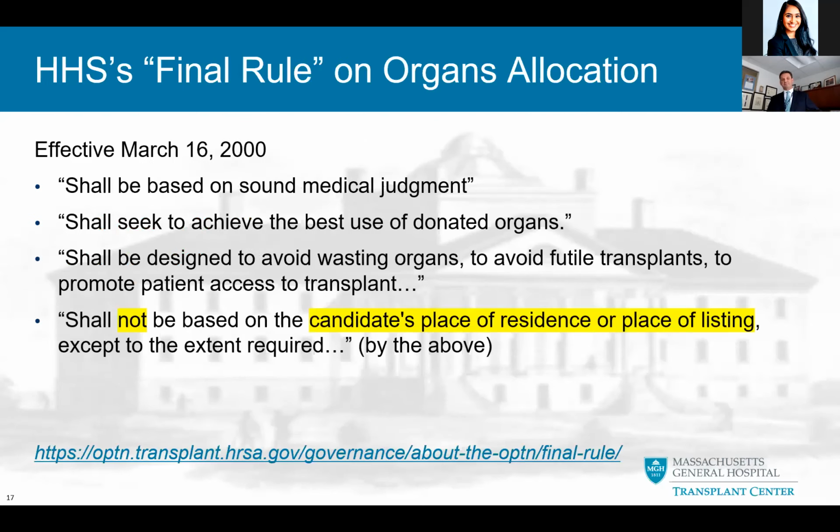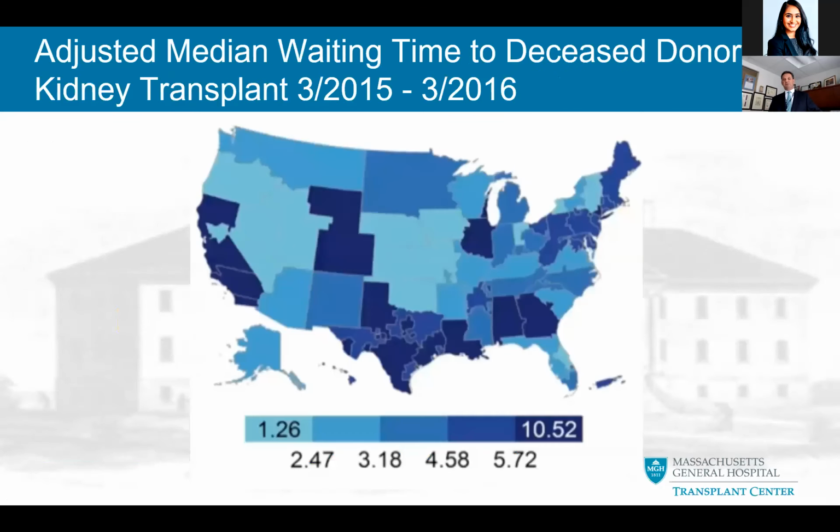Now, although these all went into effect in 2014, the Department of Health and Human Services, which oversees the OPTN, had the final rule on organ allocation implemented in 2000, talking about sound medical judgment and best utilization of organs to drive organ allocation, but also mentioning that organ allocation shall not be based on the candidate's place of residence or place of listing. Well, a couple of years after CAS went into effect, we looked at the data, and that wasn't the case. You see here the map of the country with different colors depicting the median time, the average time the patients waited for a kidney.